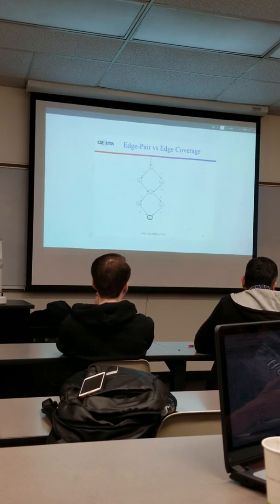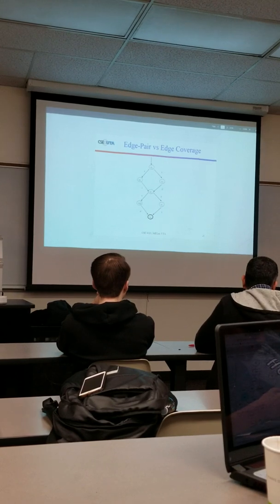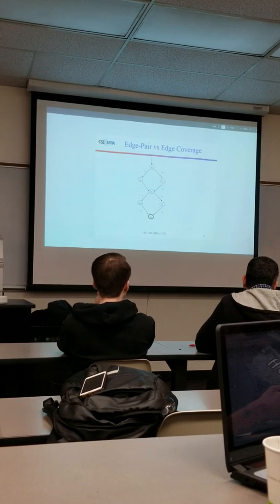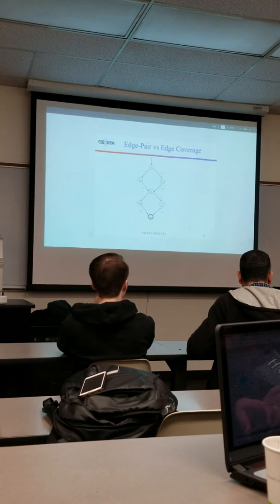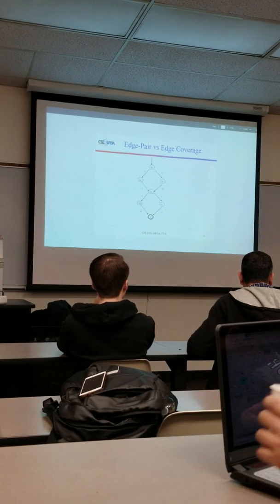So this is a test set which has two test paths, and each corresponds to one test case. That's the relationship. So the question is, would this test set satisfy edge pair coverage?